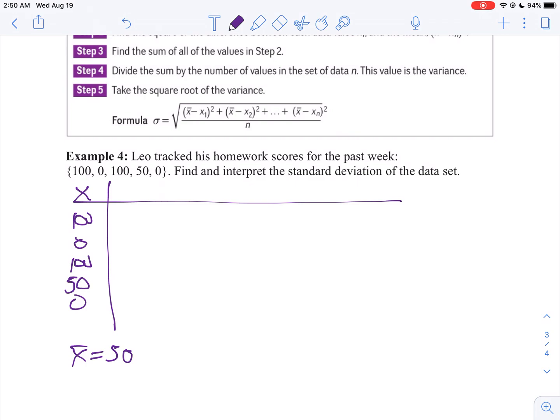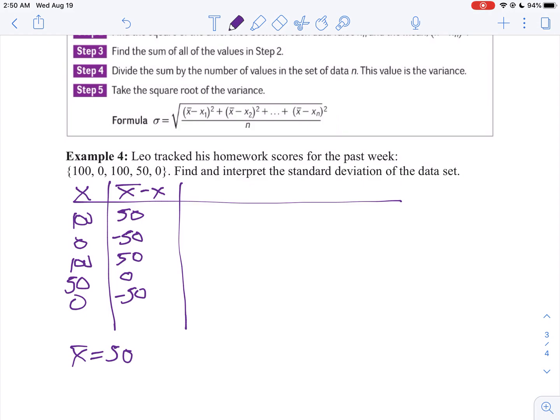So then I'm going to take my mean and subtract each term. So 100 minus 50 is 50. 0 minus 50 is negative 50. Whoops, got an extra 0 in there. 100 minus 50 is 50 again. 50 minus 50 is 0. And 0 minus 50 is negative 50. Now, if I took each of these values and added them up, notice I'd get 0, because that's the average.